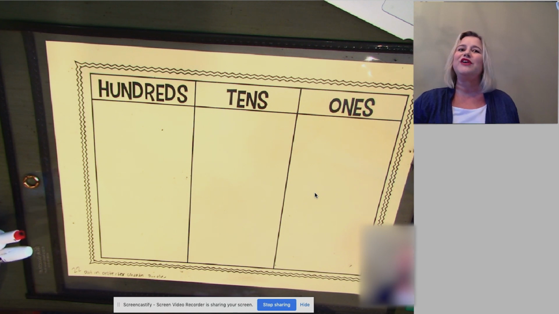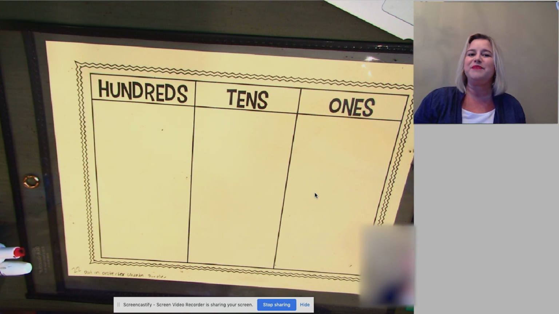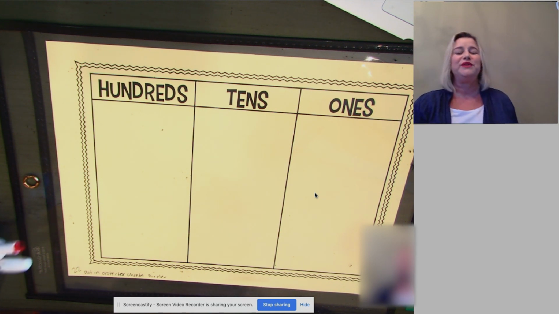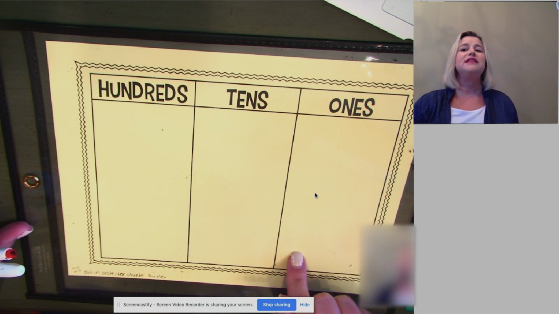Today, we'll be learning about 3-digit numbers and using a model to represent 3-digit numbers. Before we get started, we need to make sure that you're ready to fully participate. So go ahead and get a piece of paper, a pencil, and make sure you have a flat surface that you can write on. On your paper, you're going to be creating a place value map just like mine.